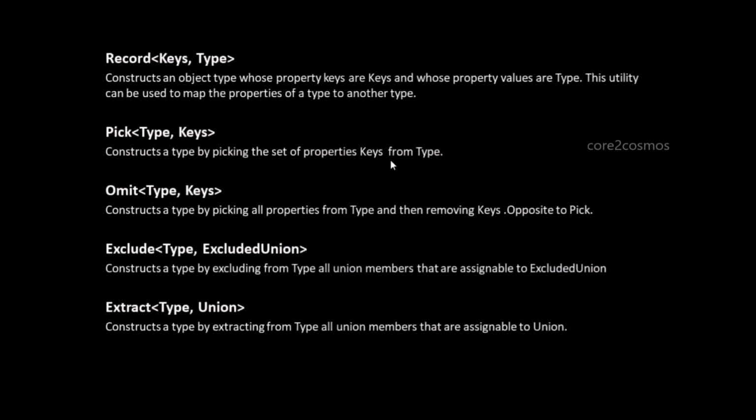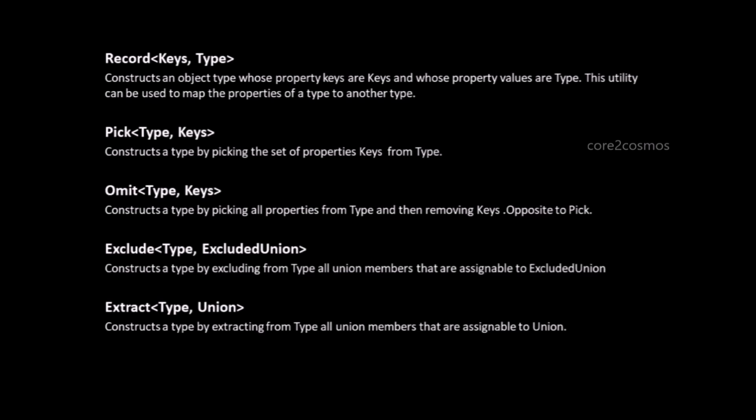Use a record utility function in TypeScript when you want to construct an object type whose property keys are keys and whose property values are type. This utility can be used to map the properties of a type to another type. Use a pick utility function in TypeScript when you want to construct a type by picking the set of property keys from type.